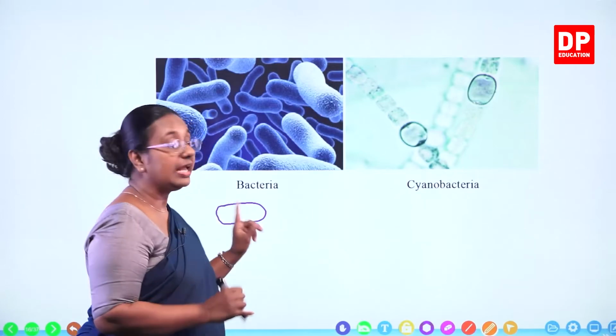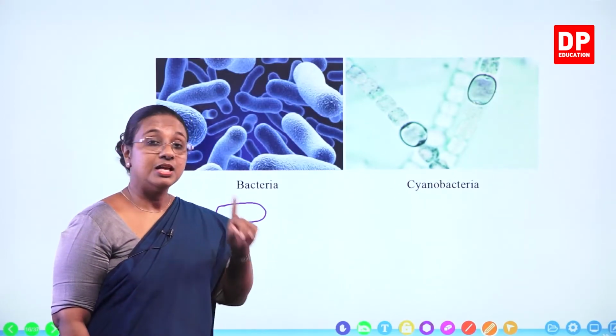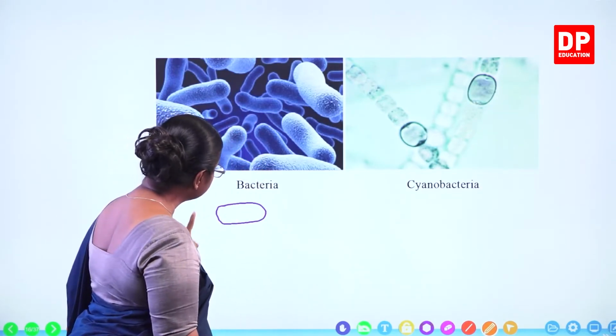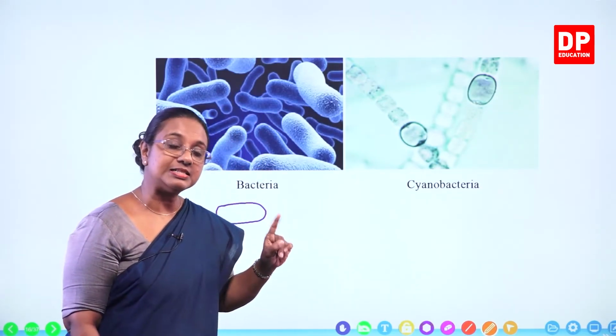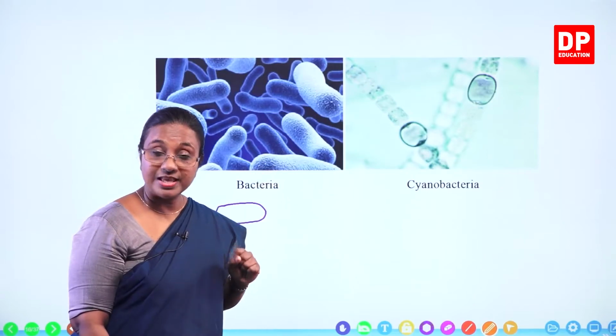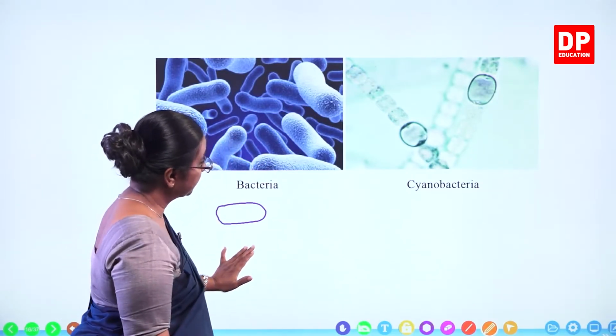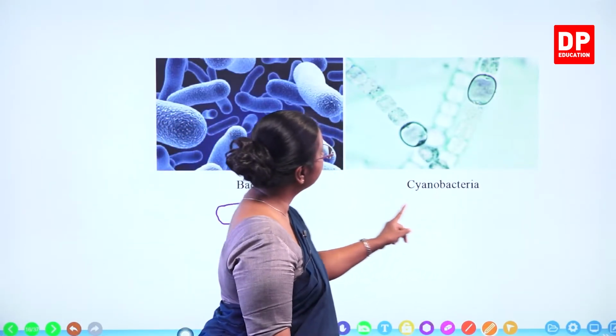So these are again prokaryotic cells, unicellular organisms, all are just single cells. And it has this particular shape, bacillus. Similar to that, it can have a spherical shape. Then we will be calling it coccus. So different shapes. Then here you can see cyanobacteria.